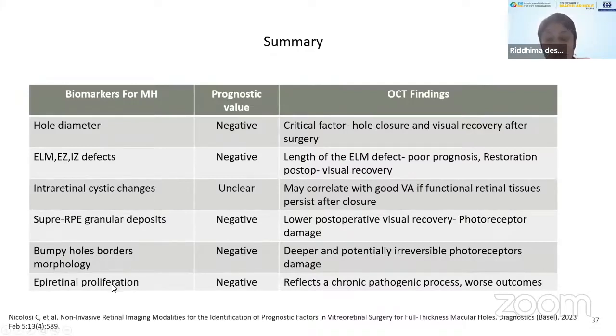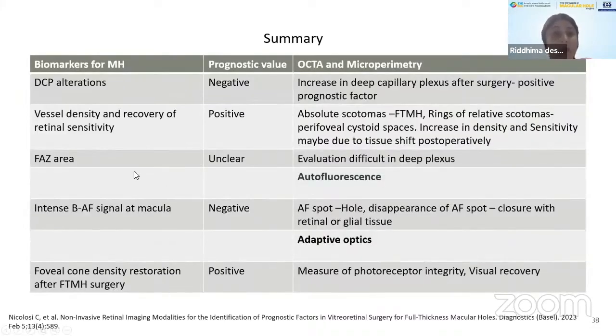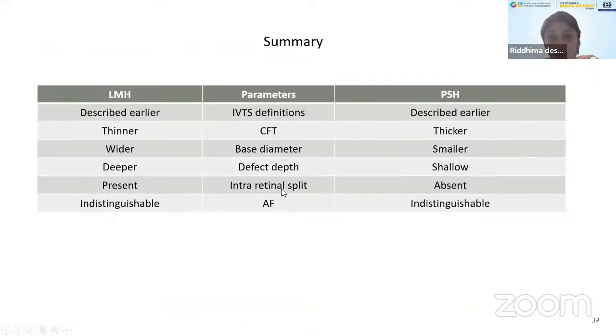Just to summarize, normally in a macular hole, diameter, ELM, EZ, and IZ defects, supra-RPE granular deposits, bumpy hole borders, epiretinal proliferation, and alterations in the deep capillary plexus are usually associated with bad visual and functional outcomes. And improvement of vascular density in the postoperative period on an OCTA and improvement of foveal cone density on adaptive optics is a measure of photoreceptor integrity and have better visual prognosis.